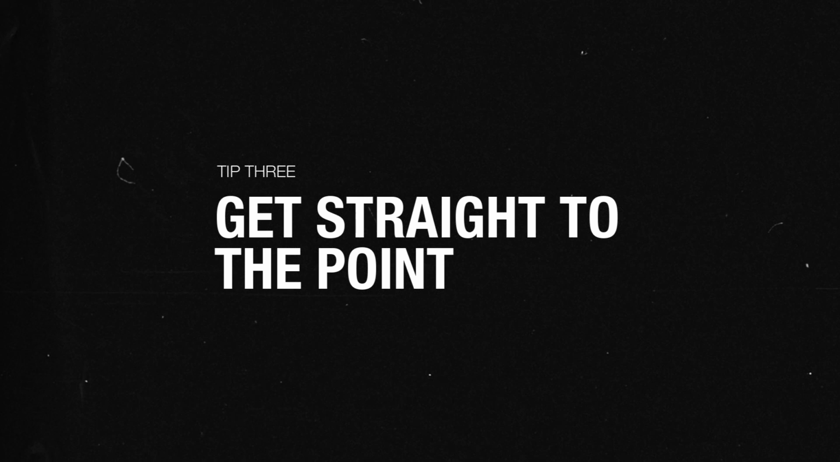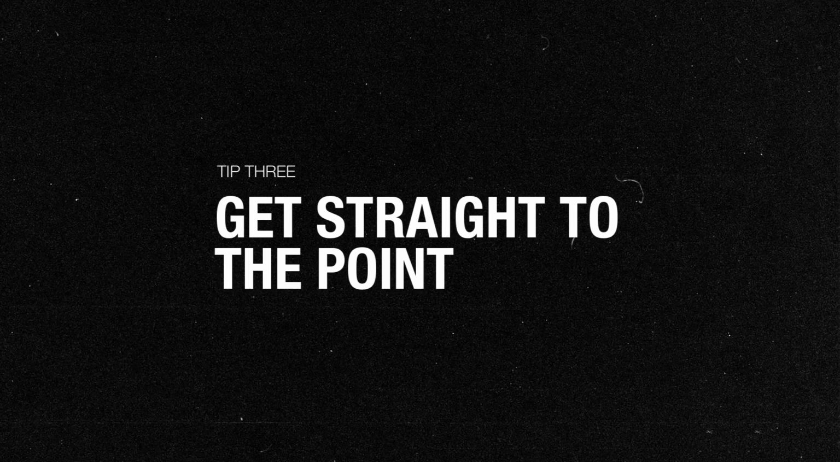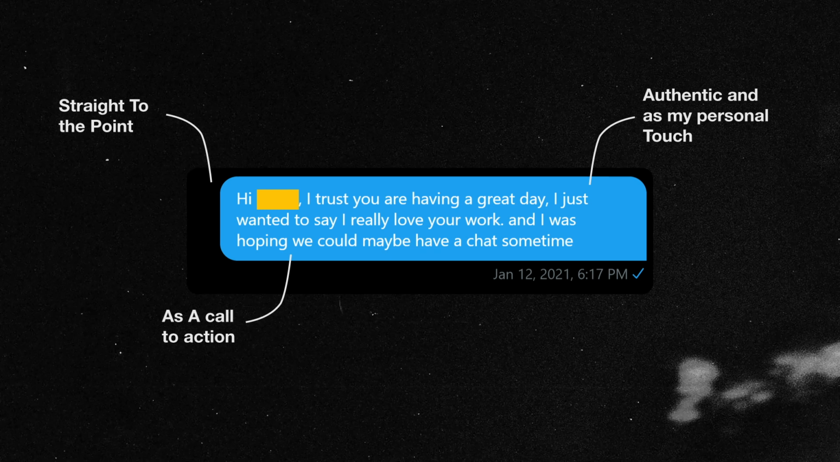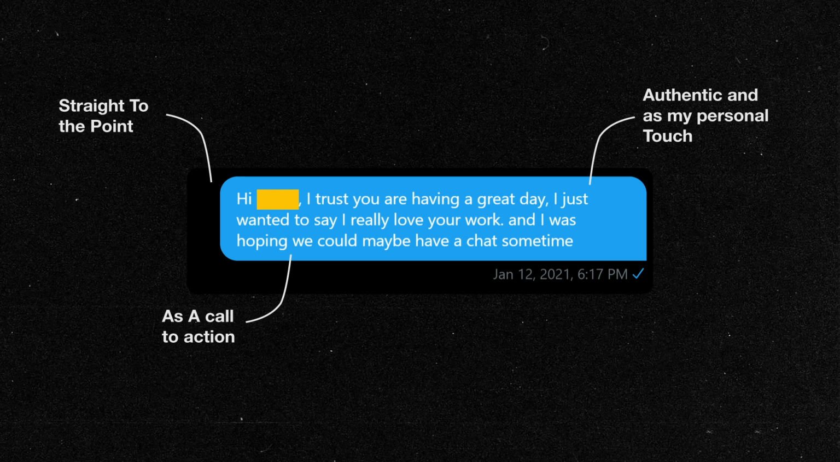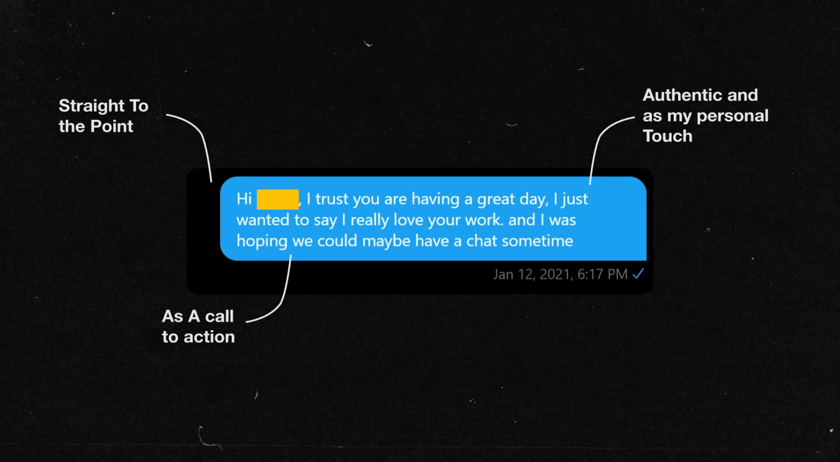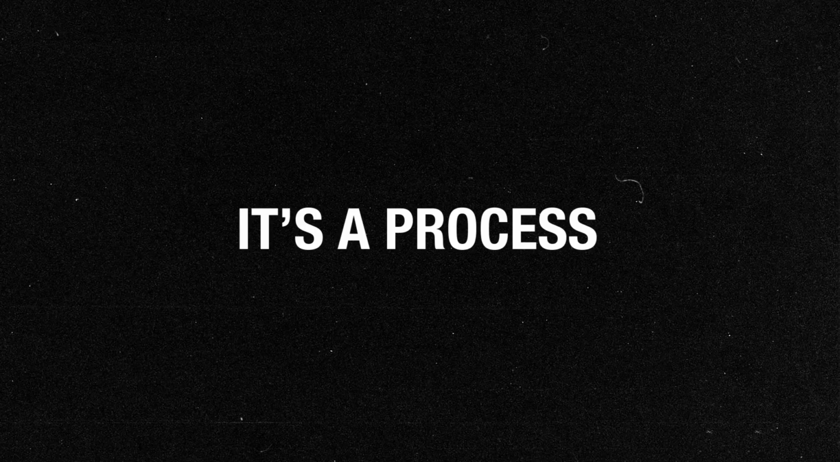A good example of these tips in action is this DM. This DM actually worked on someone. I'm not supposed to say who that person is, so I won't. But this DM worked on someone and it worked really, really well. So this is really how to find clients.